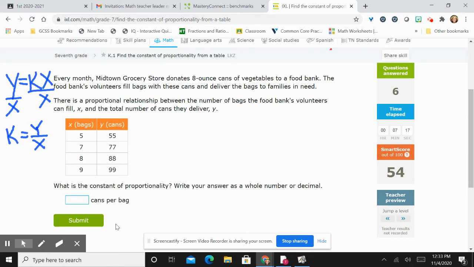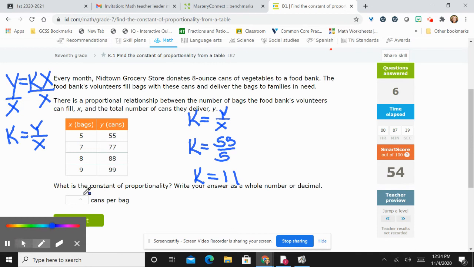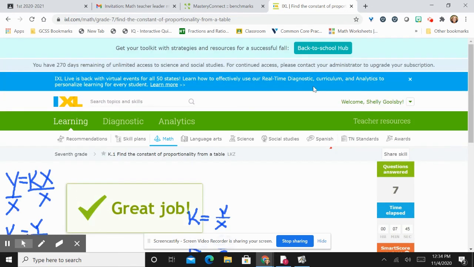All right, again, using K equals Y divided by X. So we have K equals 55 divided by 5. K equals 11. All right.